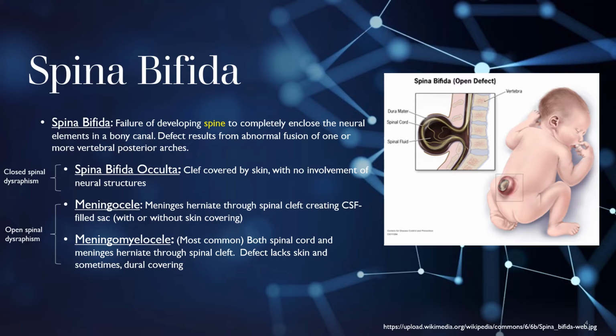The open spinal dysraphisms include a meningocele. This is where just the meninges are herniating through the spinal cleft and it creates a CSF-filled sac, but there's no neural tissue within that sac. And then the difference between that and the meningomyelocele would be that the spinal cord and meninges are both herniating through, and the defect lacks skin and sometimes even a dural covering.